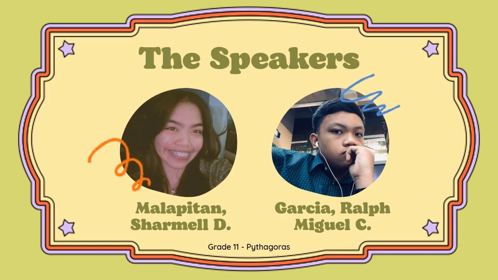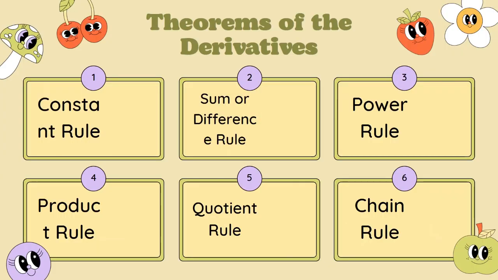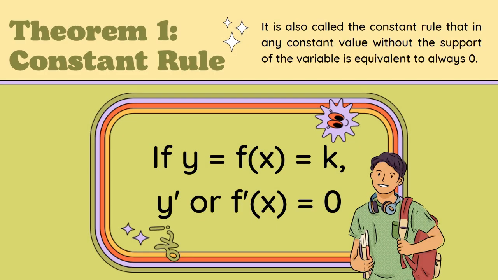Today, we would address our presentation about derivatives and the roots that expanded through our latest lessons. But we would focus on the focal point, which is the theorems. The derivatives consist of 6 theorems, namely constant rule, power rule, quotient rule, chain rule, product rule, and sum or difference rule. First up, Theorem 1.